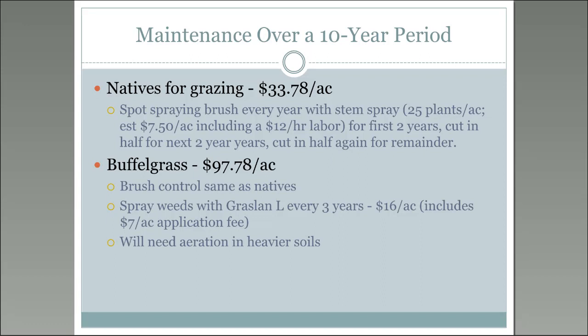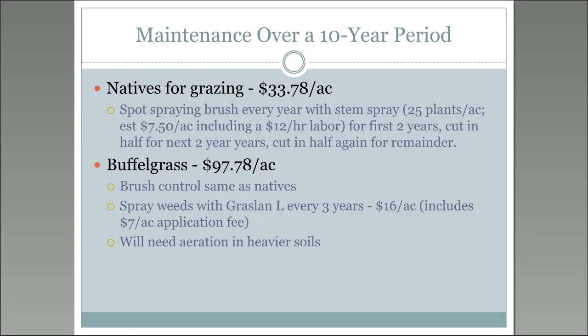For buffelgrass, we did the same brush control treatments as the natives, but we also sprayed weeds with Grassland L, which is what's replacing Grazon P+D, more of a high load version. We did that every 3 years. So we didn't spray weeds every year because buffelgrass pretty much is self-maintaining, but we did include that $16 per acre charge every 3rd year.